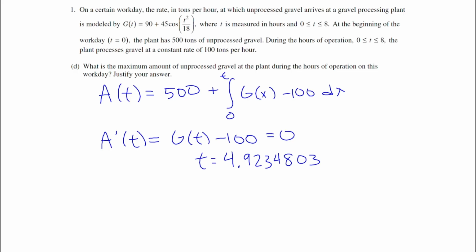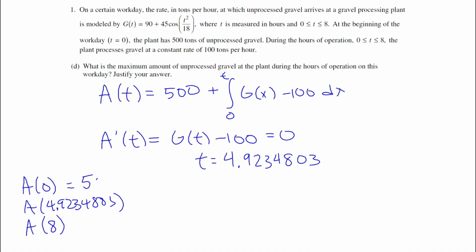So we have two options to find out if it's a maximum there or at the endpoints. We can just make a chart of values, right? We can just evaluate A of 0, A of 4.9234803, and A of 8, and see which one is the largest. So we'll do that first, right? We know what A of 0 was. At the beginning of the day, there was 500, so we don't really need to do anything for that.